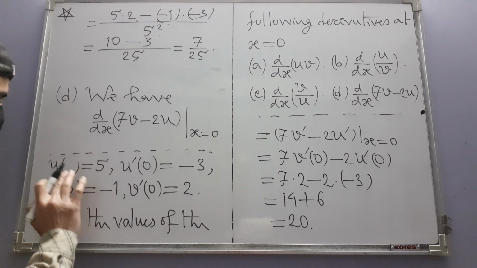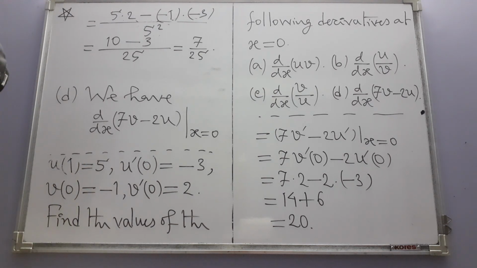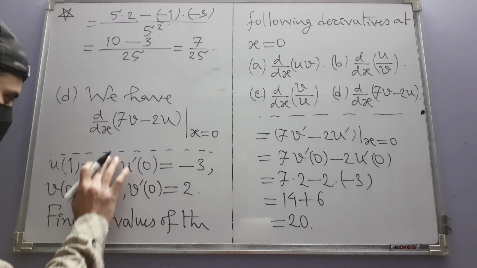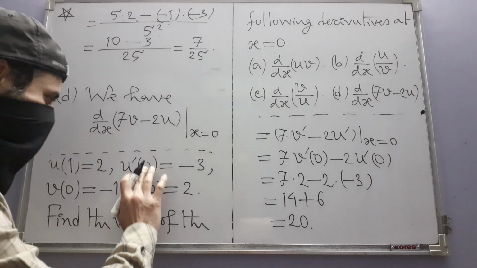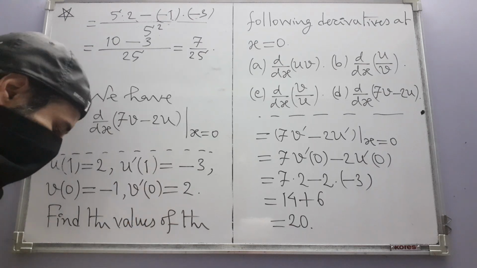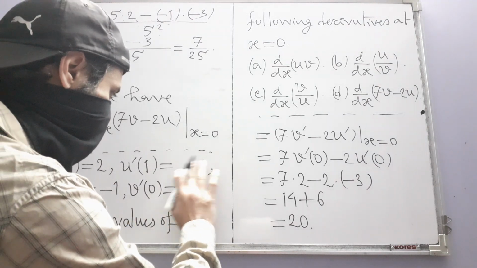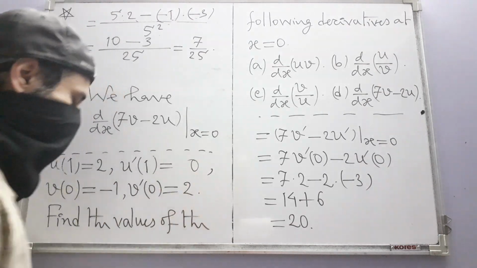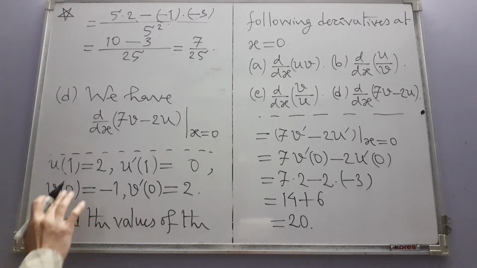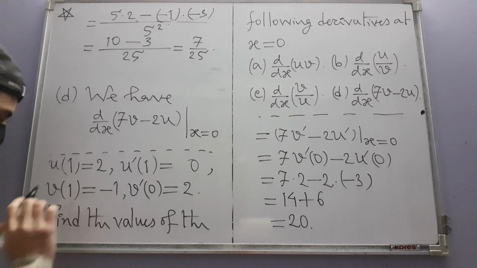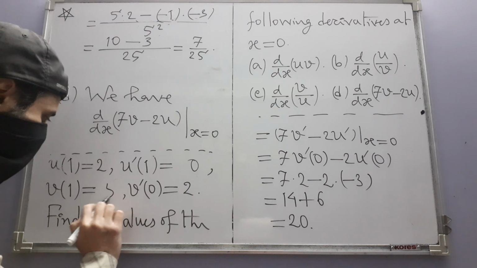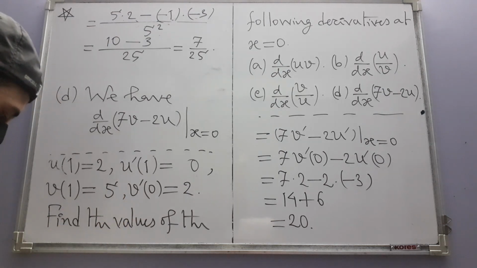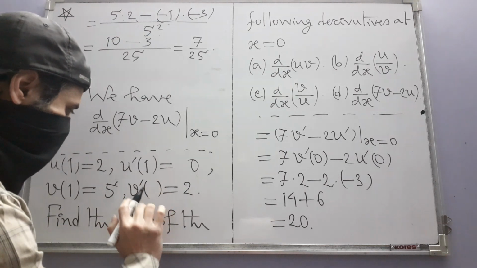u of 1 is given to be 2, then u prime of 1 is 0, then v of 1 is 5, and v prime of 1 is minus 1.